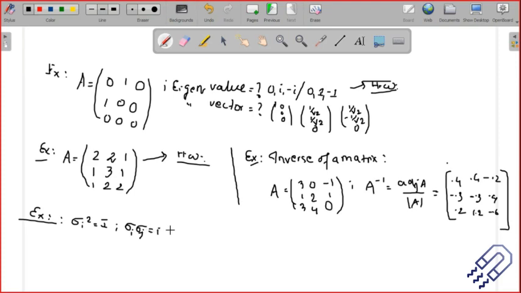Then sigma i, sigma k, and one more: sigma i, sigma j plus sigma j, sigma i is equal to 2 delta ij times the identity. This is actually something very common even in your NET and GATE exams also. So this is something which you can recall and practice.